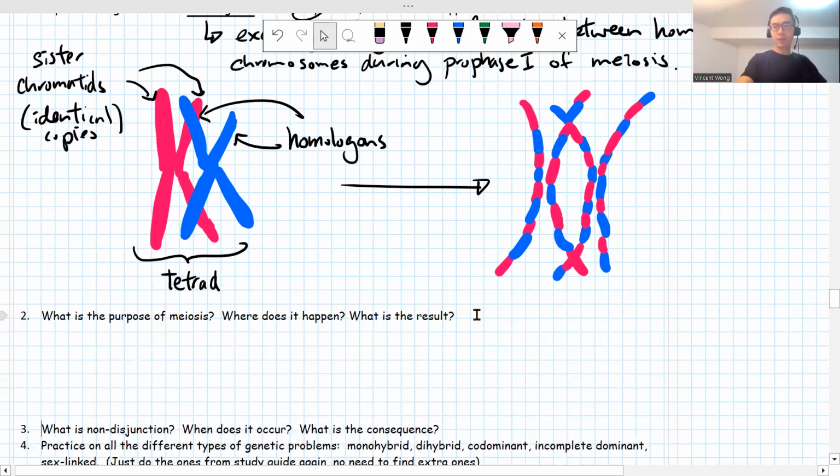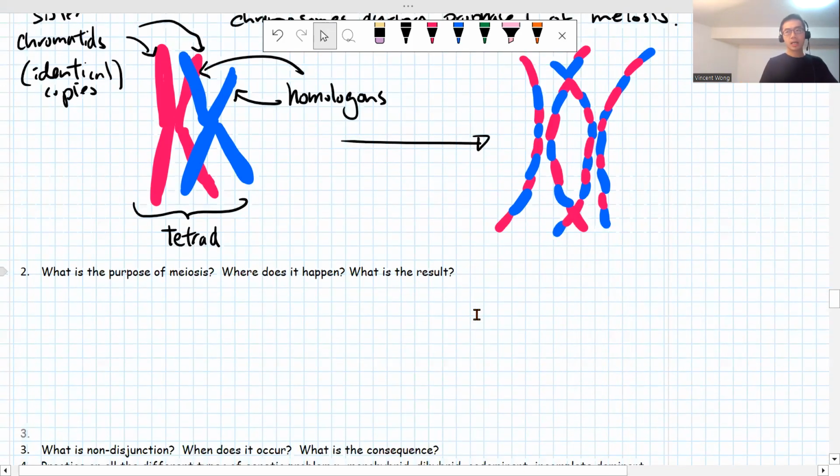What is the purpose of meiosis? Well, the purpose of meiosis is the basis of sexual reproduction.